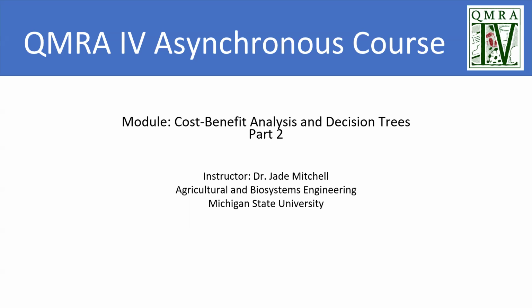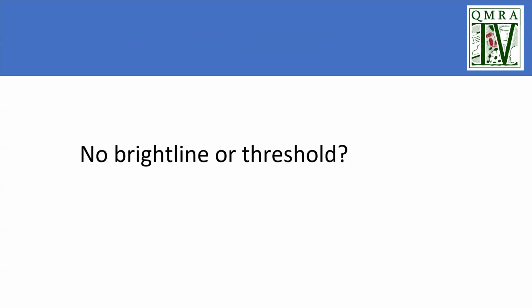In the second part of this module, we'll discuss how we will use a decision tree when there's no bright line or threshold, like 1 in 10,000 illnesses or infections per year, to base a decision about whether we need to implement a risk management strategy or not. And this is the case for many risk assessment problems that are conducted.